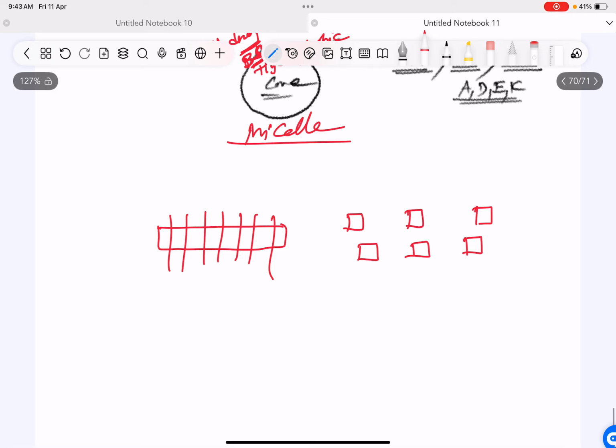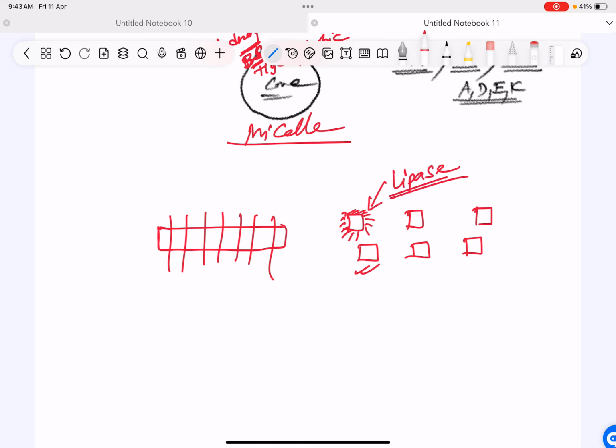Now these smaller fat globules, their surface area is now increased compared to what their surface area was initially, right? Initially whatever was the surface area, now it has become more. Now because the surface area is increased, the enzyme lipase can work on it easily. By increasing the surface area, the lipase enzyme gets more area to act.